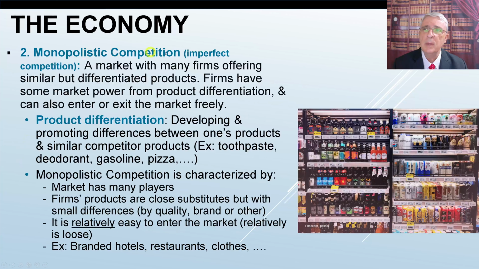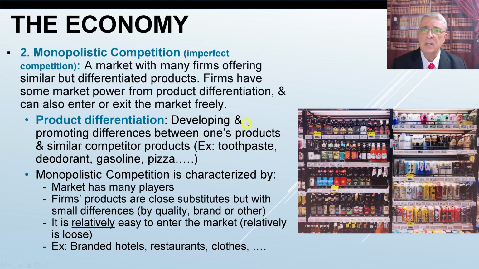The next one is monopolistic competition, otherwise called imperfect competition, and it's when the market has many firms offering similar but differentiated products. Firms have some market power from product differentiation like brands, and they can also enter or exit the market freely. Some examples are branded hotels, restaurants, clothes. They don't have a monopoly, but for example, if they want to raise the price of hamburgers or something, they might be able to push the market in that direction.